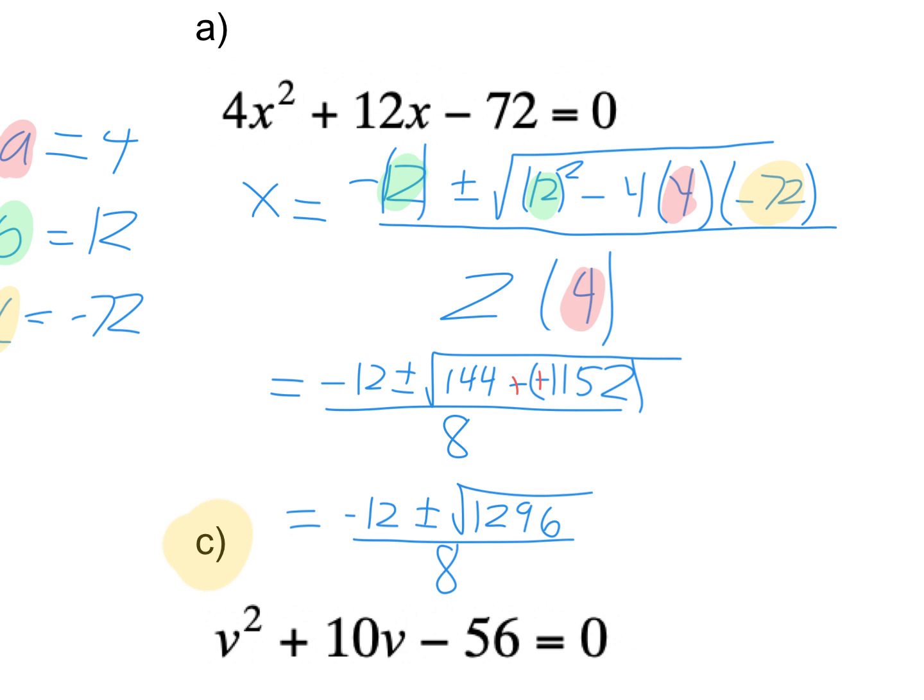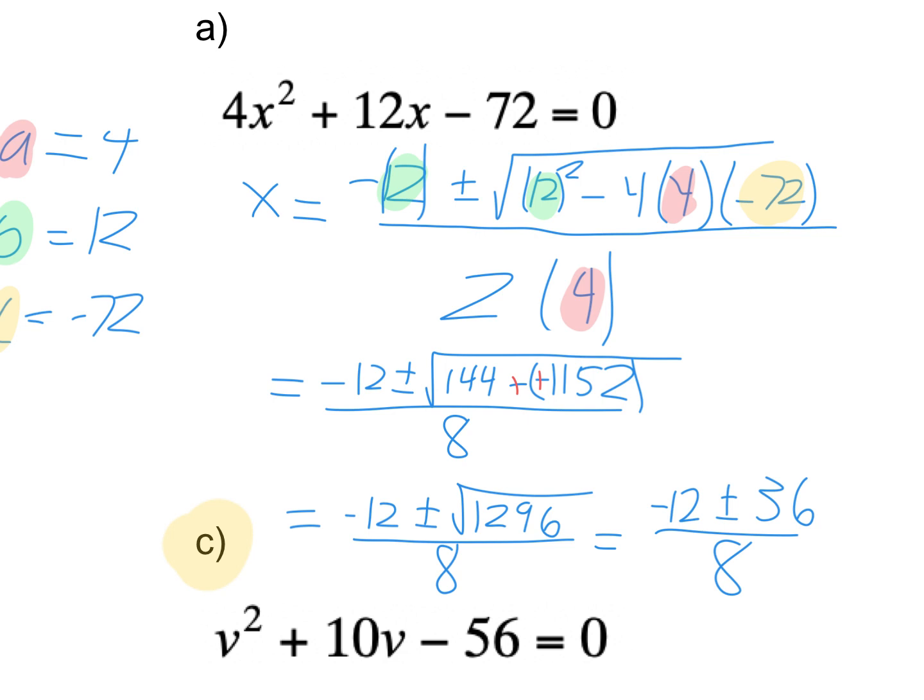Now I know these numbers don't look nice, but if you go ahead and plug in the square root of 1296 into your calculator, you should actually get a pretty nice answer. So we end up getting negative 12 plus or minus 36 divided by 8. So when you plug in the square root of 1296 into your calculator, you should get 36. If you ever get a decimal at that point, there's a very good chance that you accidentally made a mistake up here. So when you take the square root, you should get a nice integer number.